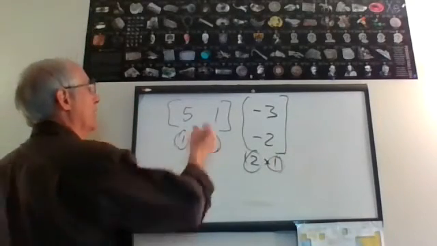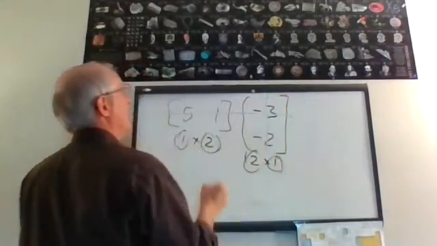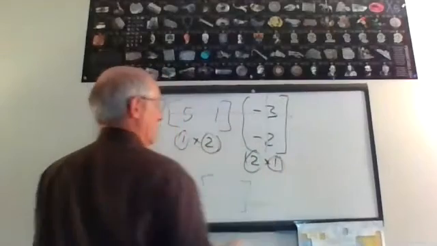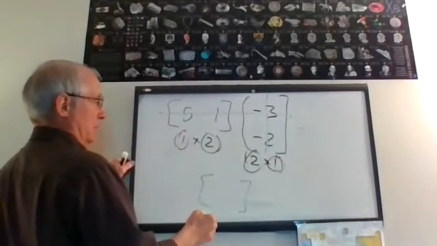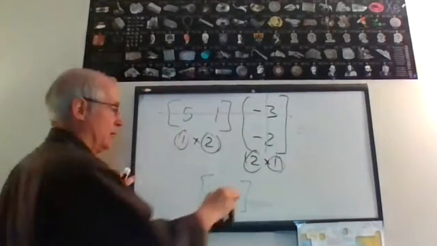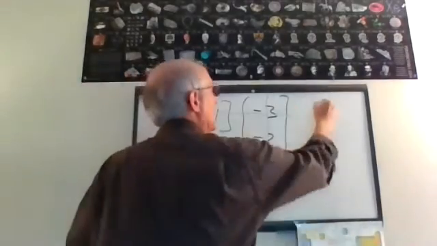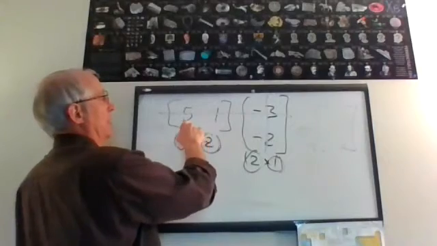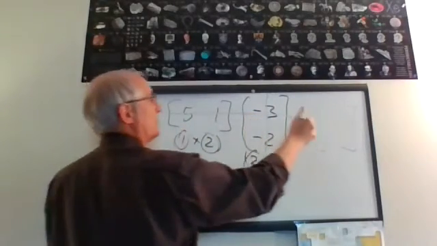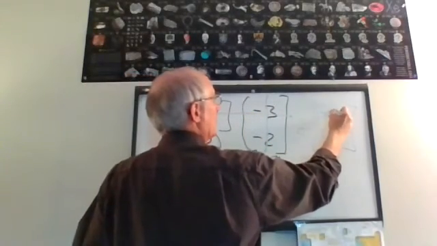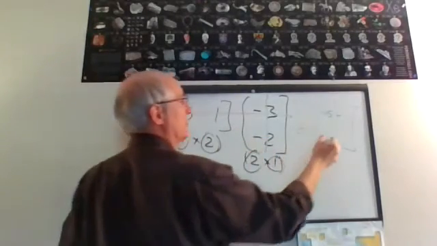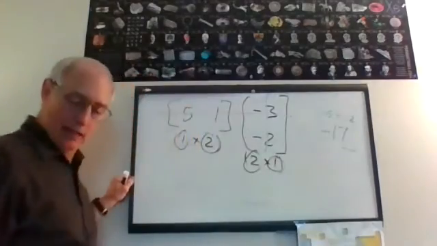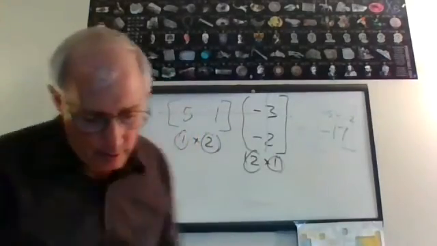Okay, so let's go ahead and do it. Go across here and down there. Here's the product matrix, 1 point, X and Y, if you please. 5 times -3 is -15, plus 1 times -2 is -2. So it's -17. That is the answer on number 10.